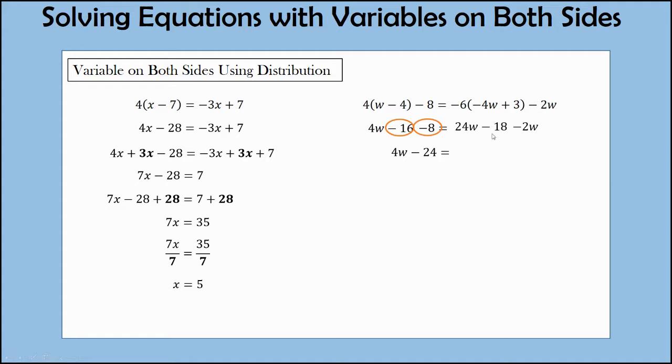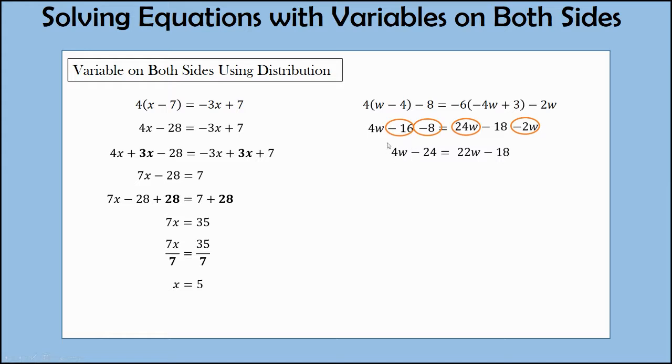Look at the right side. Three terms, 24w, negative 18, negative 2w. Are any of those like terms? Well, the 24 and the negative 2 both are w terms, so they are like terms. So 24 and negative 2 will give me a 22w, and then I still got minus 18. Okay? All right. So now what we've done, we've distributed, we've simplified the left side, simplified the right side.